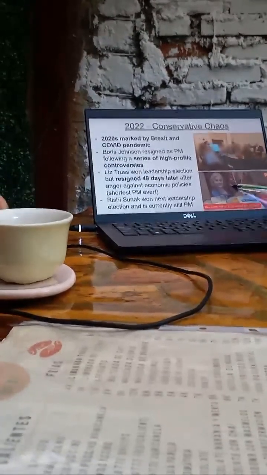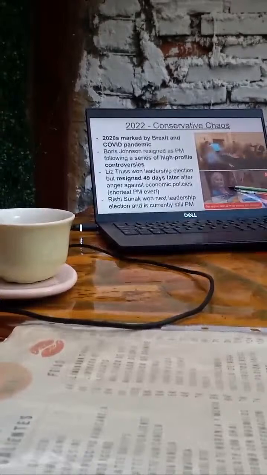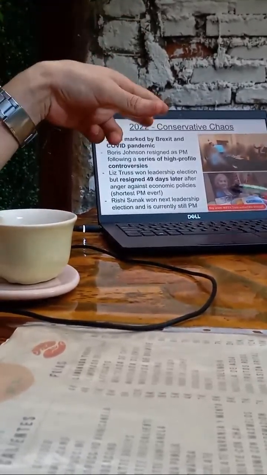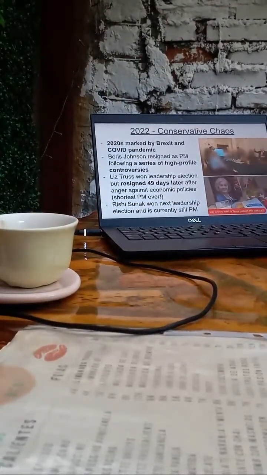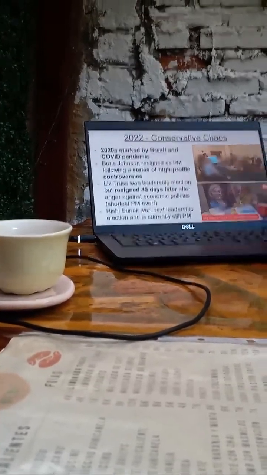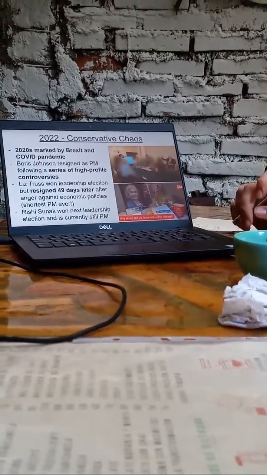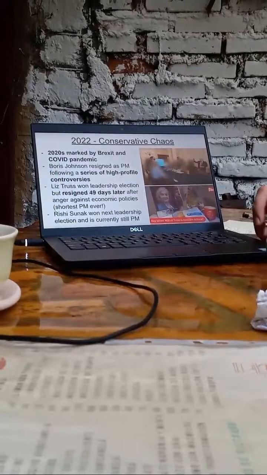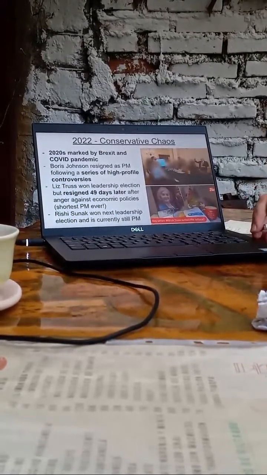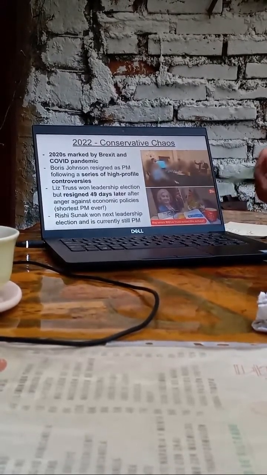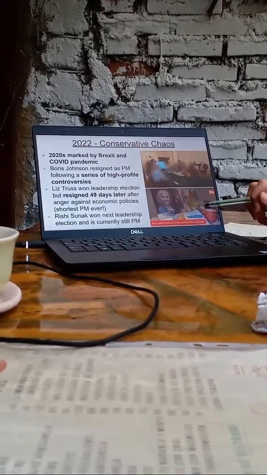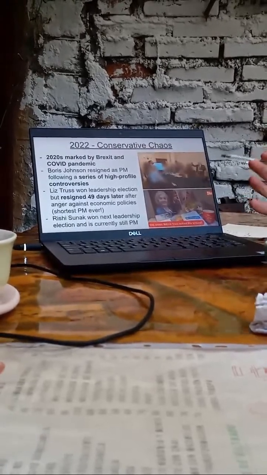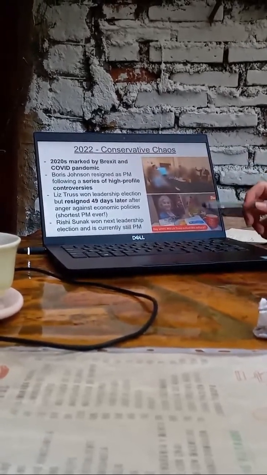Liz Truss. Have you heard of her? Yeah. After Boris Johnson, she was the prime minister, right? Yeah, she was prime minister, the shortest prime minister ever, 49 days, because she introduced economic policies that went really badly, a lot of anger, so she resigned. And this image, I should explain this image. This is a lettuce. You understand? A head of lettuce.